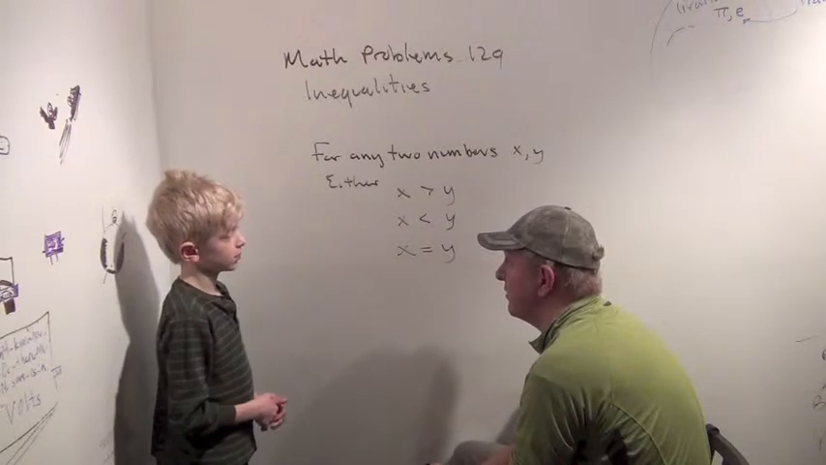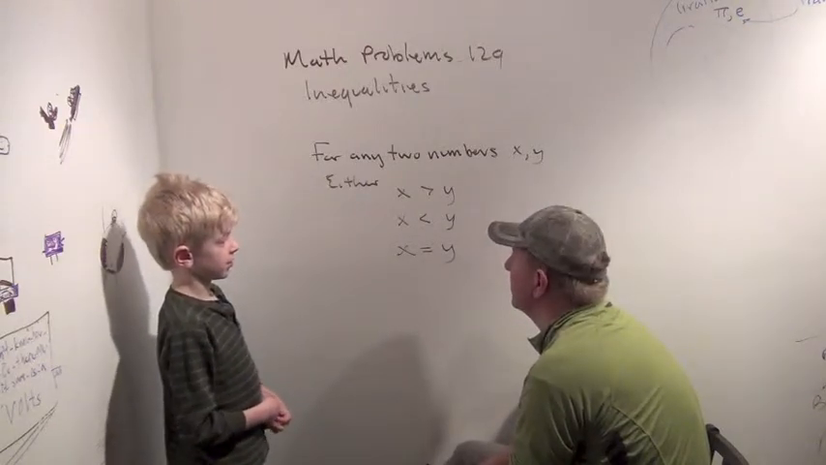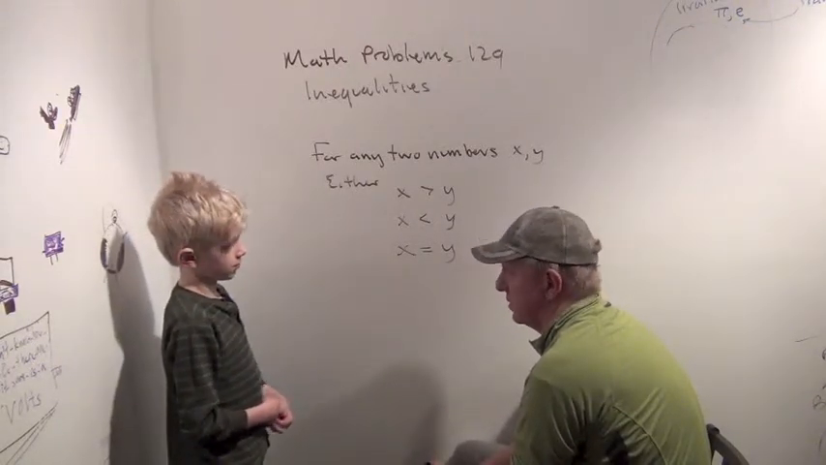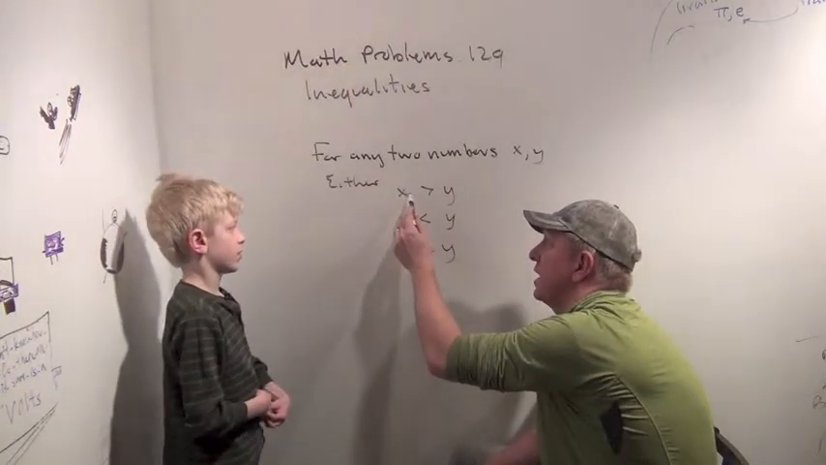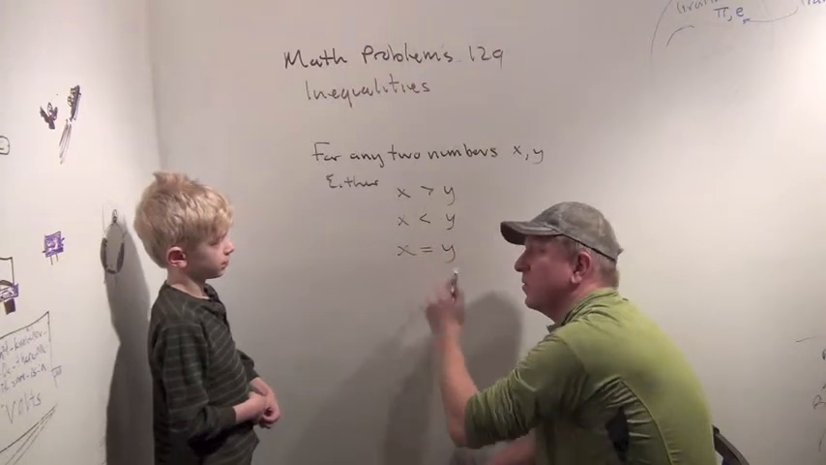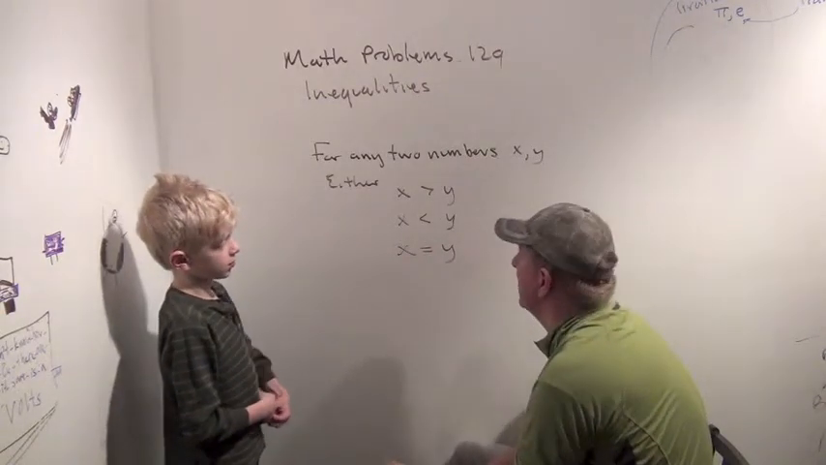Now that seems pretty obvious, right? But that turns out to be a pretty important thing to remember. For two numbers, either x is bigger than y, x is less than y, or they're equal. So we always have to keep that in mind.